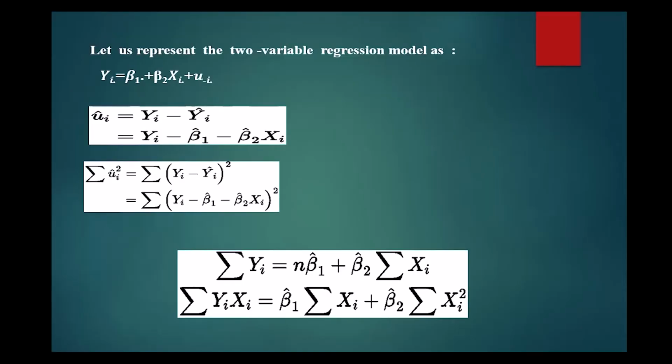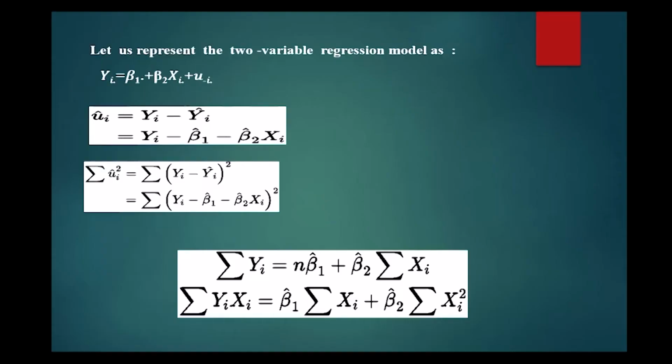So as we substitute, we get summation of yi minus beta 1 hat minus beta 2 hat xi, whole square. So this is basically substituting from the earlier equation, and we get this sum of square of error. Now as we go for the differentiation of this term with respect to the unknown parameters beta 1 and beta 2, we get these normal equations.